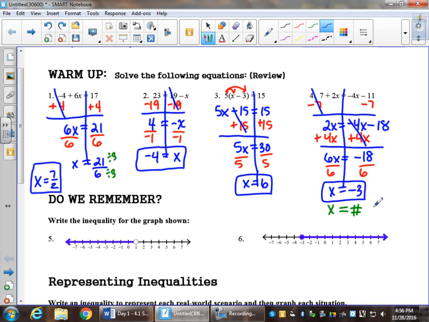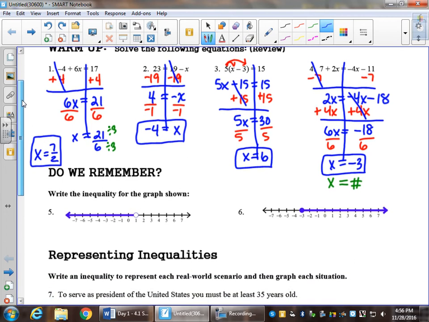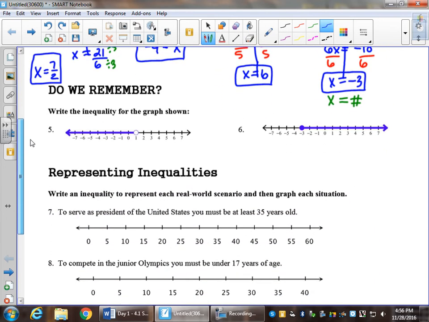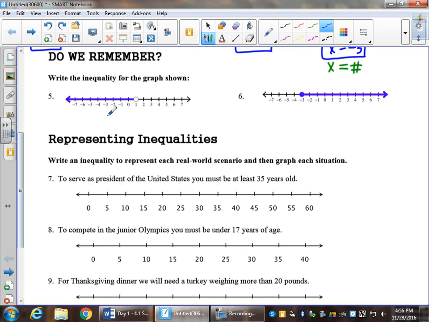Now that our brains are warmed up with how we solve, let's make sure we're good with some very basic inequalities and inequality notation. Do we remember? Write the inequality for the graph shown. So we're going to use x as our variable. This would be x is less than 1 because I'm shading to the left. That's towards negative infinity, towards negative values. x is less than 1. And there's no "or equal to" because this is an open circle.